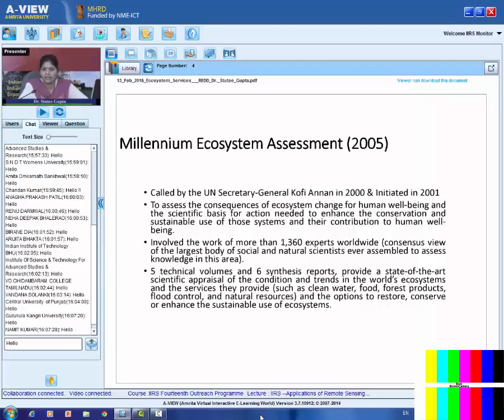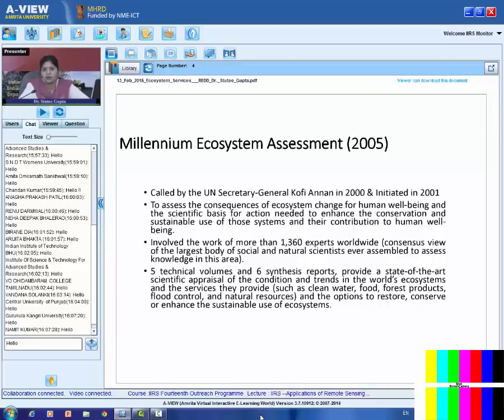One is the Millennium Ecosystem Assessment 2005. It was called by the UN Secretary General Kofi Annan in 2000 and later initiated in 2001. It was called to assess the consequences of ecosystem changes for human well-being and the scientific basis for action needed to enhance the conservation and sustainable use of these systems and their contribution to human well-being.